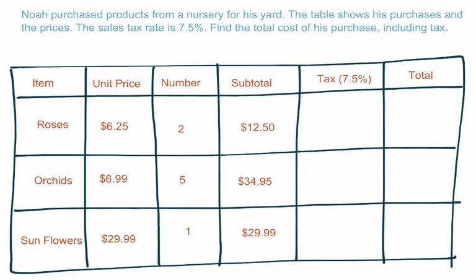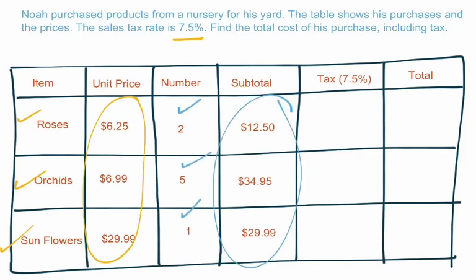The sales tax rate is 7.5%, so that's the rate we're going to be dealing with. Find the total cost of his purchase, including tax. So he bought some flowers here: roses, orchids, sunflowers. This was the unit price right here, so that's how much per flower he paid. This is the number of each flower he bought. The subtotal is how much he paid before tax.